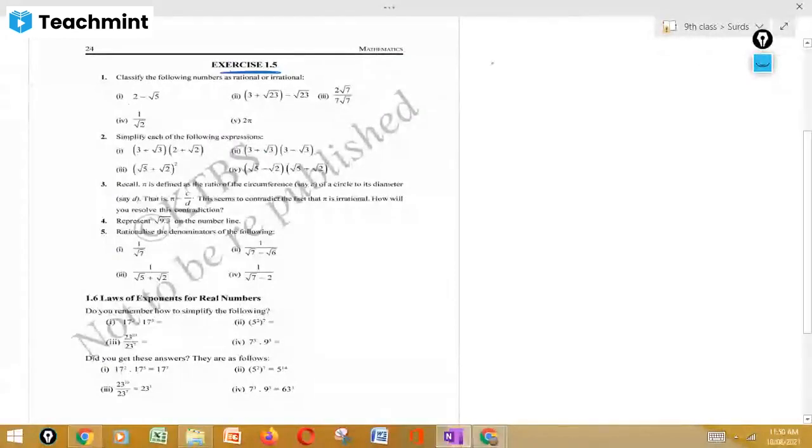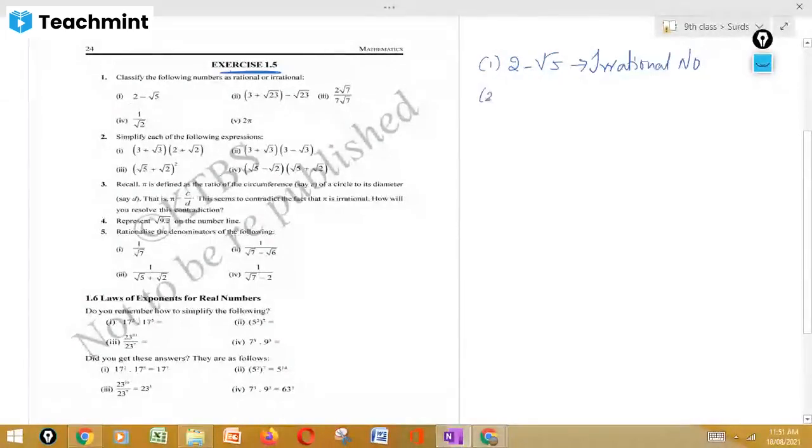So the first question is 2 minus root 5. Is it rational or irrational? Irrational. Why is it irrational? Because a rational number minus an irrational number is an irrational number. When we have an operation between a rational and an irrational number, the result is always irrational. So it is an irrational number.